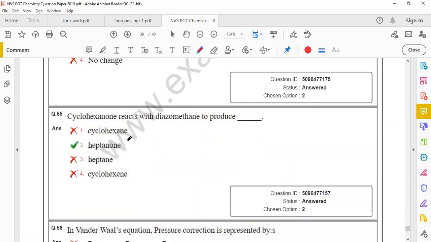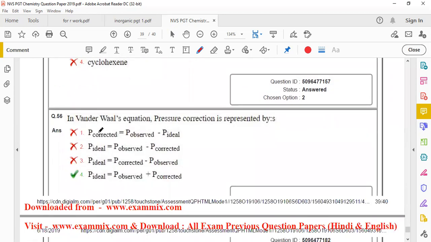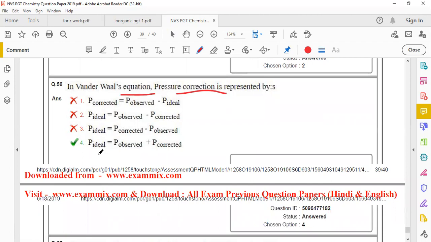Next question is, cyclohexanone reacts with diazomethane to produce. It will produce cycloheptanone. When cyclohexanone reacts with diazomethane, one carbon is added, so hexanone is 6 plus 1, that means 7, so we will get heptanone. Next question is, in the van der Waals equation, pressure correction is represented by P ideal equals P observed plus P corrected.